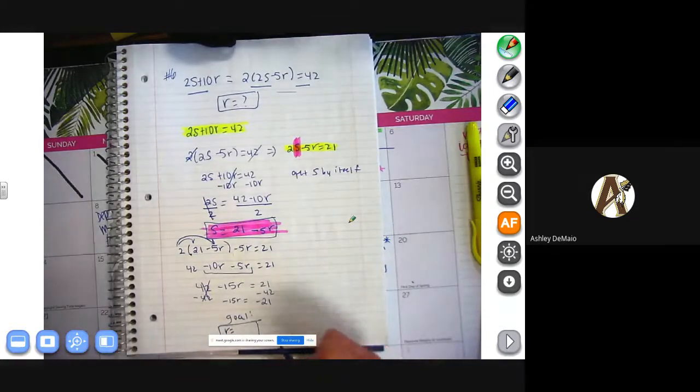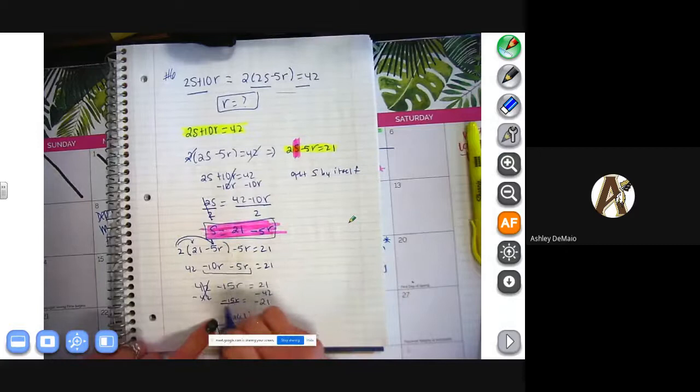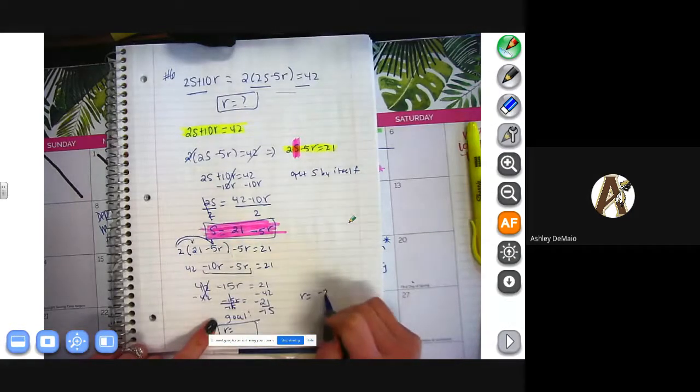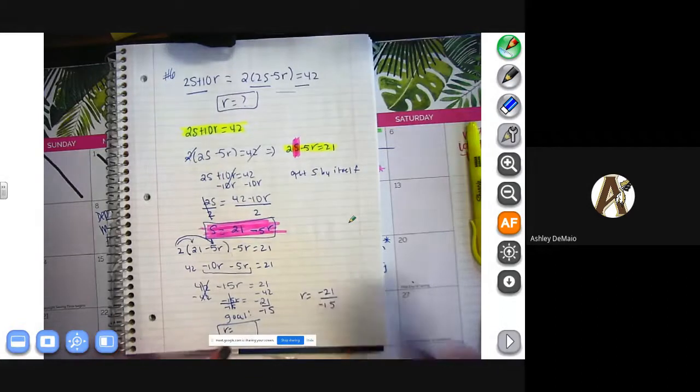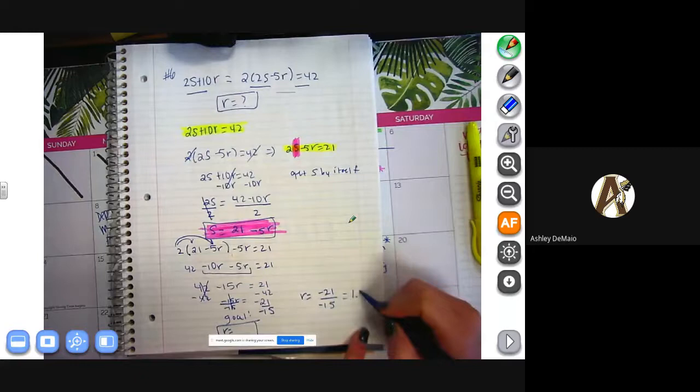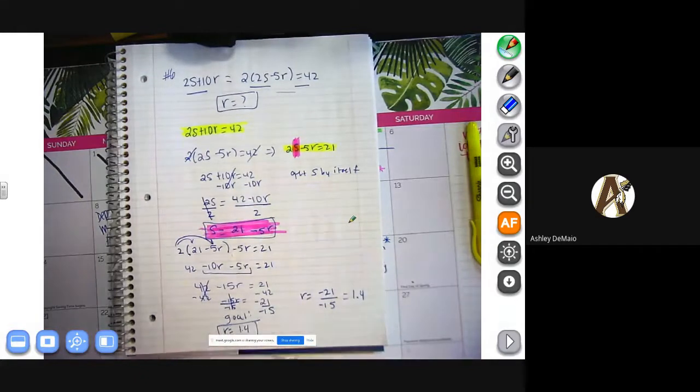And now we're almost at our goal of solving for r. We just have to get rid of this negative 15 by dividing both sides by it. And now r equals negative 21 over negative 15. That's not our final answer. We want to simplify this. And when you plug it into your calculator, you get 1.4. So we found our goal by substituting in.